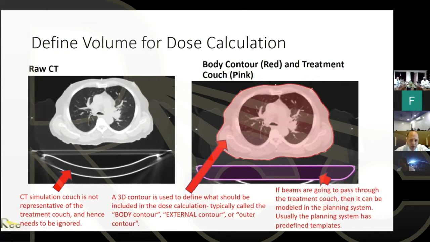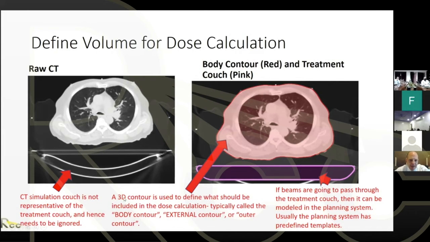So because of this, this is not really representative of the geometry that we need for dose calculation and for the actual treatment. So what we would do is we define a 3D contour that incorporates the patient's geometry, the patient anatomy, and that can be called the body contour or the external contour or the outer contour, depending on the planning system.